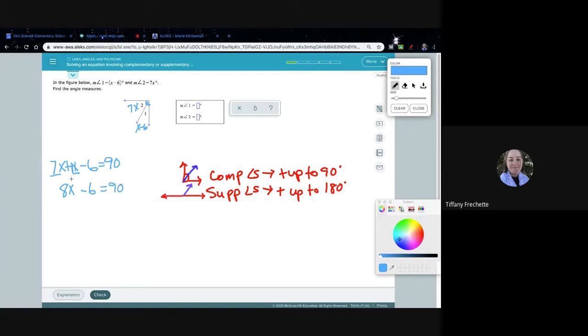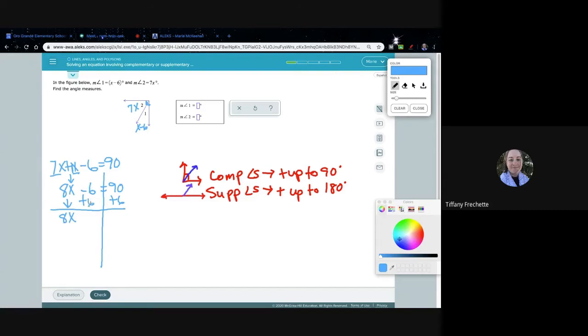So now we can start solving for x, meaning get it by itself. We're going to add 6 to both sides. Remember, there's always two sides of an equation. We bring down 8x. Again, I haven't done anything with 8x. Bring it down. Negative 6 plus 6. Well, they're opposites.